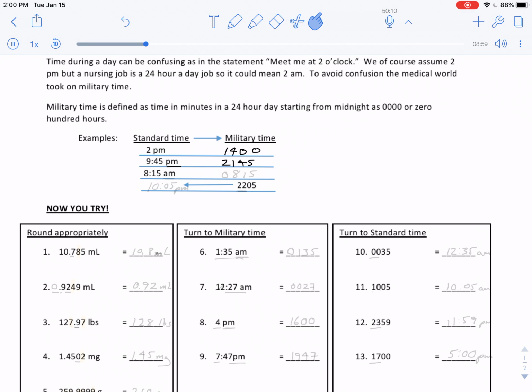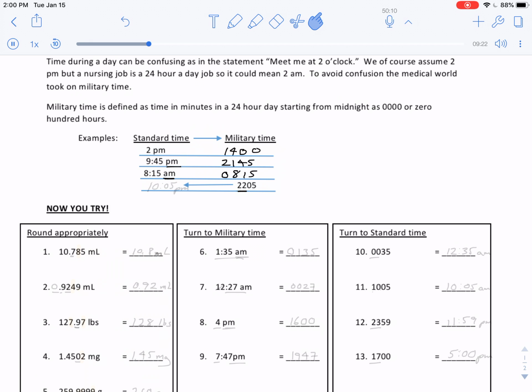All right. So how about 8:15 a.m.? All right, this is a.m. So here's the trick, right? We do nothing. Technically, though, I still need 4 numbers no matter what. So I add a 0 at the front. 0815 is the time. So going backwards now, we can get 2205 as the time.